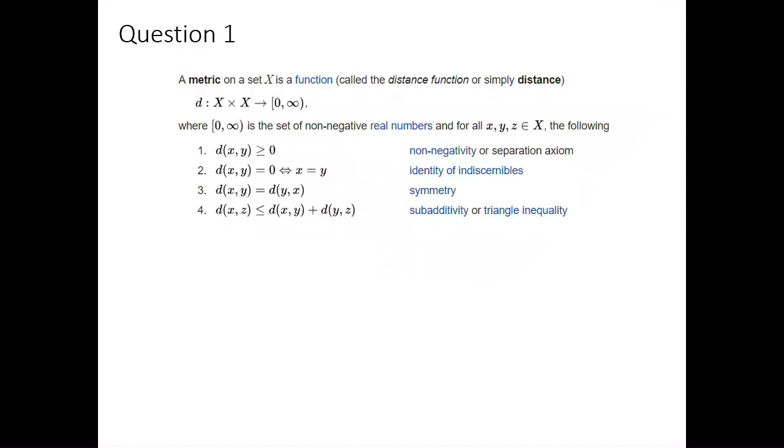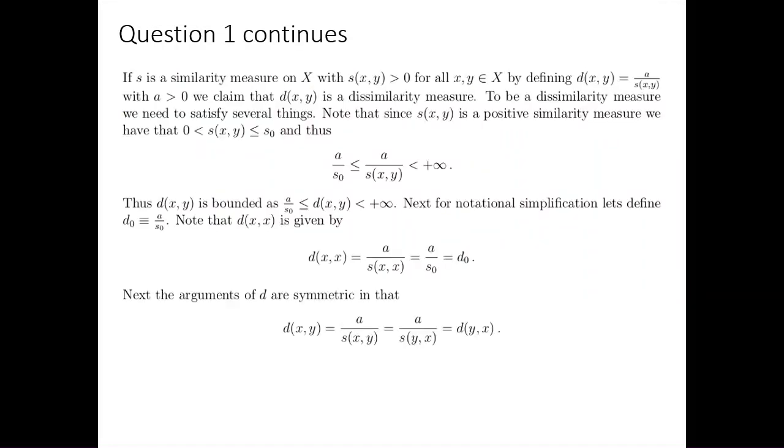So can we get the counterparts of these from the definition of similarity? Let's go over it. What do we see here? We have S(x,y) greater than 0, and we defined D(x,y) as A over S(x,y). A is also positive. That's good. And we claim that D(x,y) is a dissimilarity measure, right? We need to satisfy certain axioms, which are almost the same as the distance, but there's a small change. I will also note that. Since S(x,y) is a positive similarity measure, it is between 0 and the maximum, which is S0, and S0 is when it is similar to itself, maximum similarity.